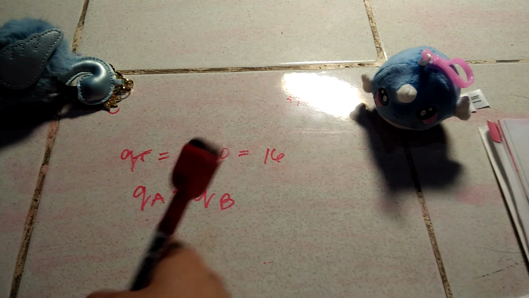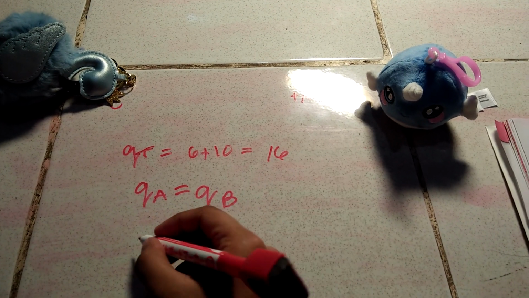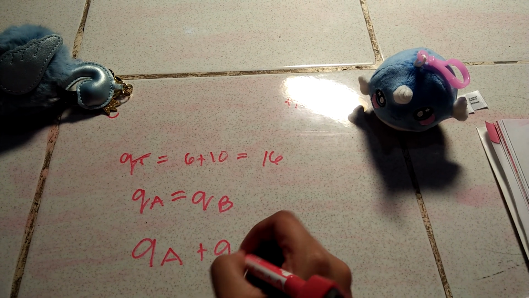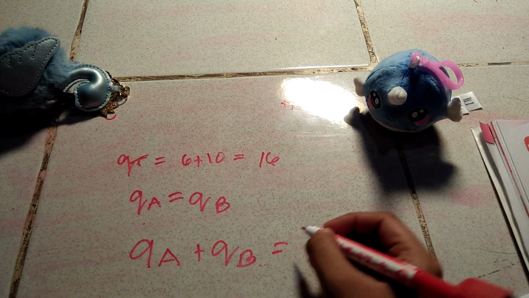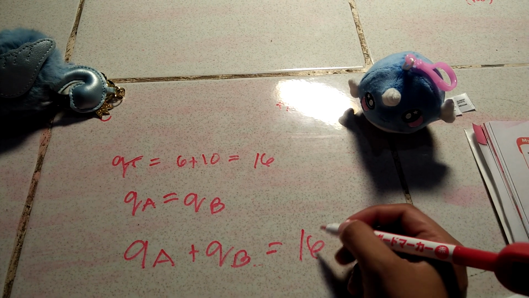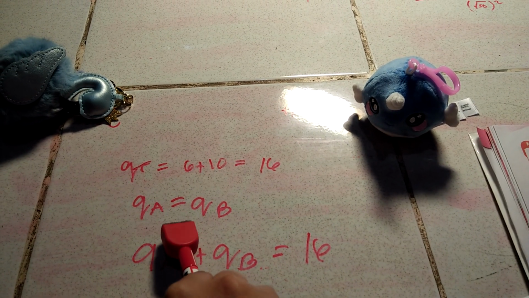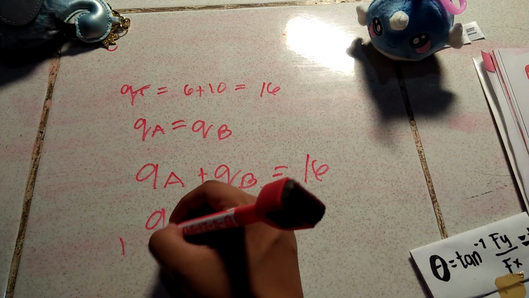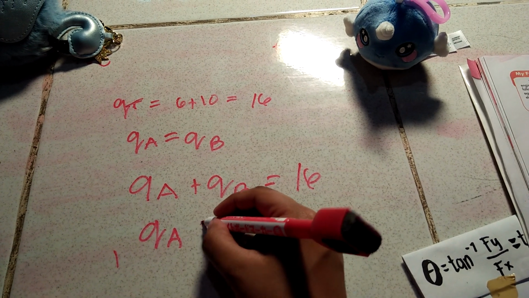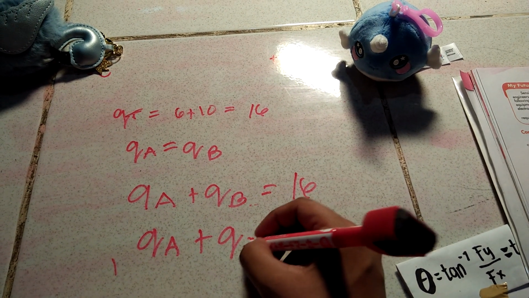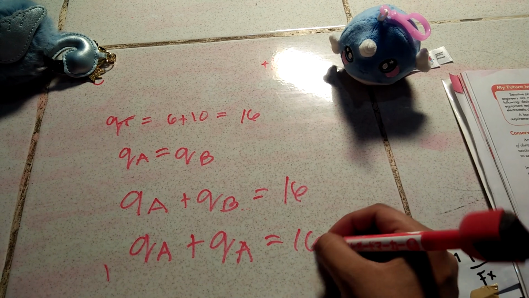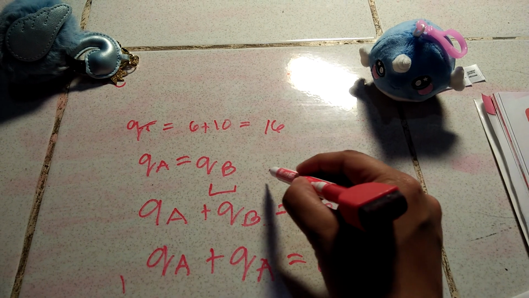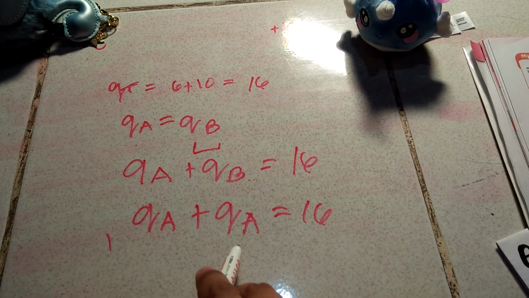So what will that make it? QA would still be equivalent to QB, and QA plus QB is equivalent to 16. Now, we said that QA is equivalent to QB, so we can change this. QA plus QA is equivalent to 16, because QB is equivalent to QA, so we changed it here.